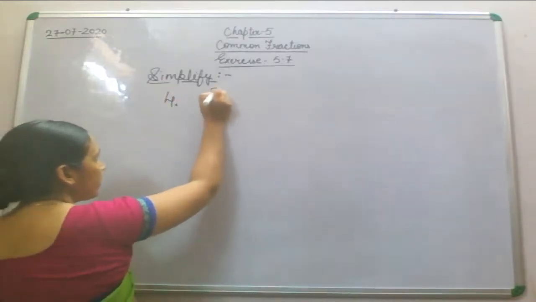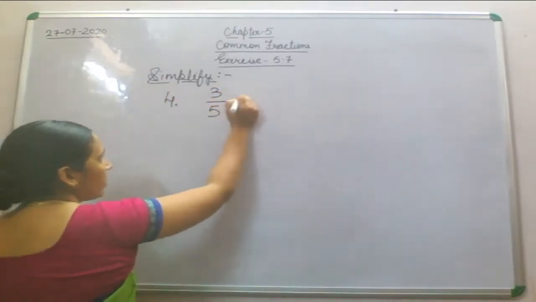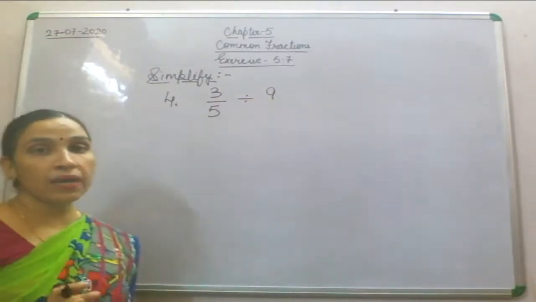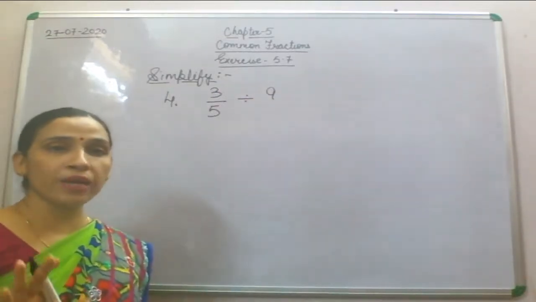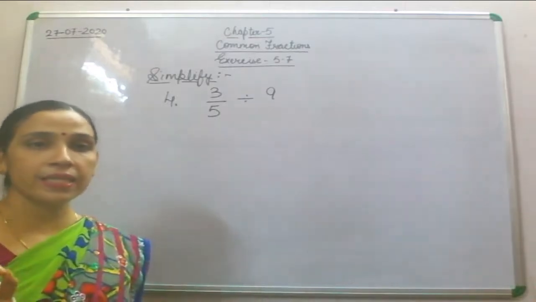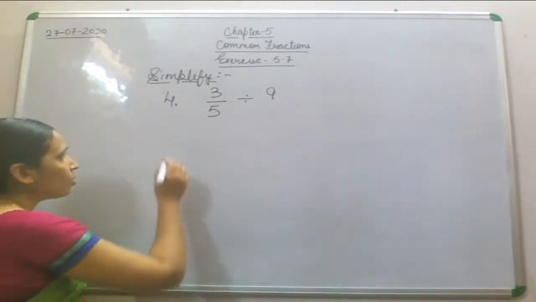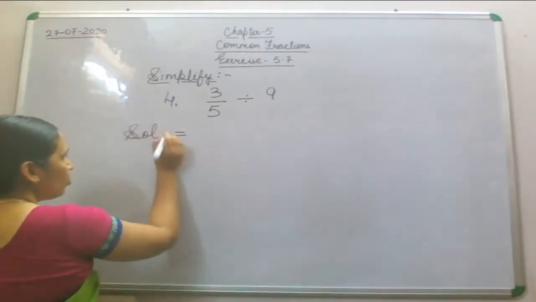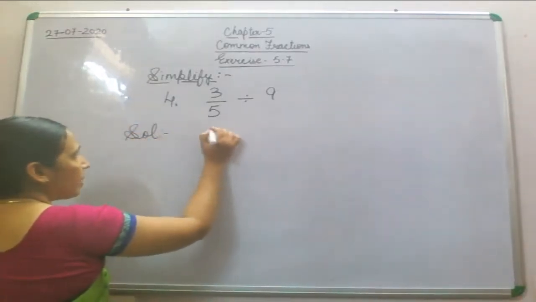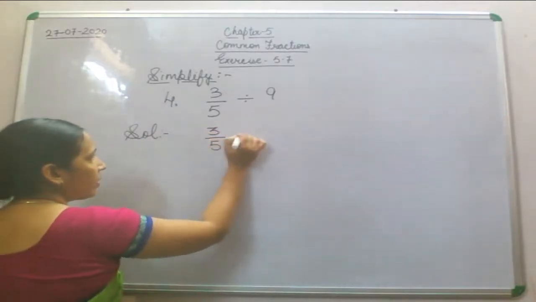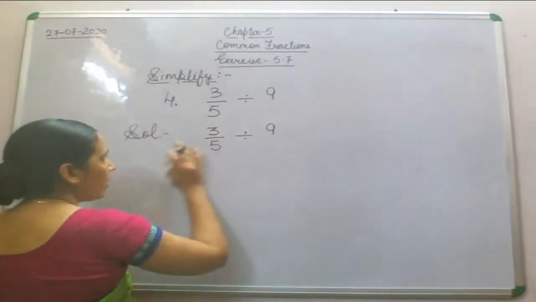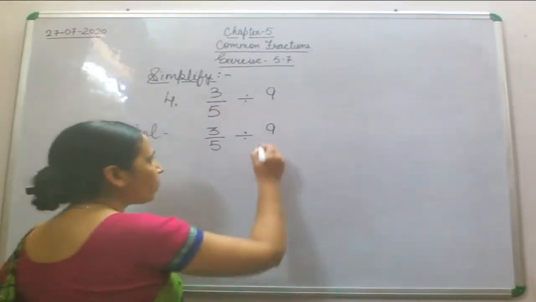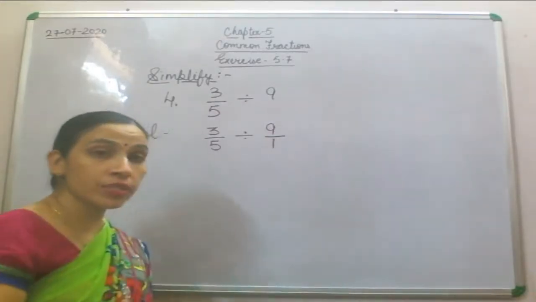Fourth question is 3 by 5 divided by 9. Now again 3 by 5 is an example of a proper fraction. So what will we do here? In the solution, we will write 3 by 5 divided by 9. Now we don't have anything in the denominator, so what will we write? We will write 1 over there. That is your first step.